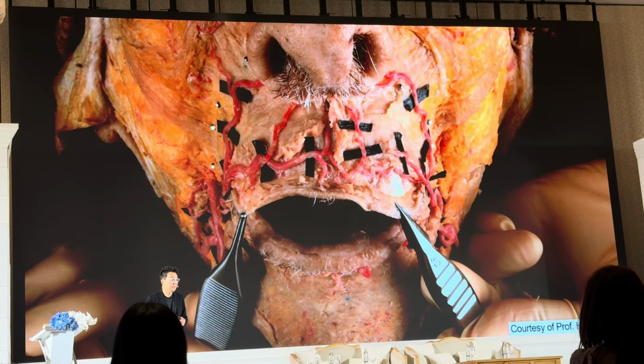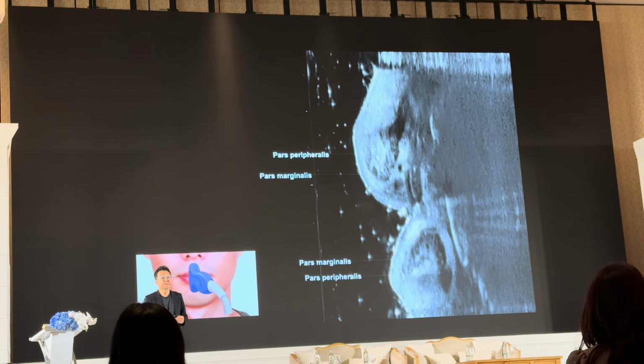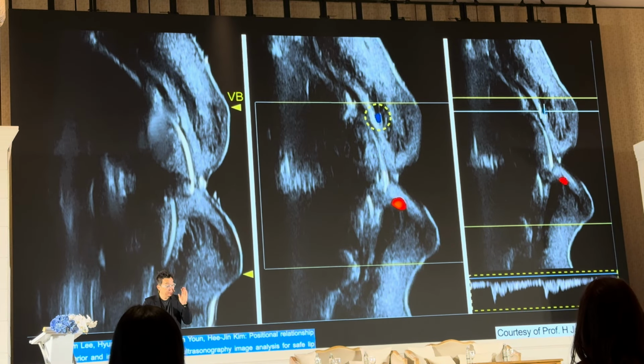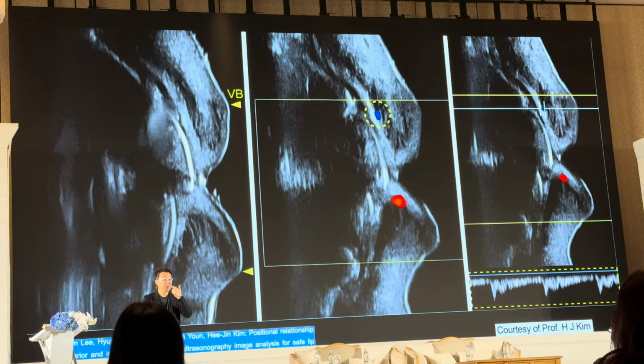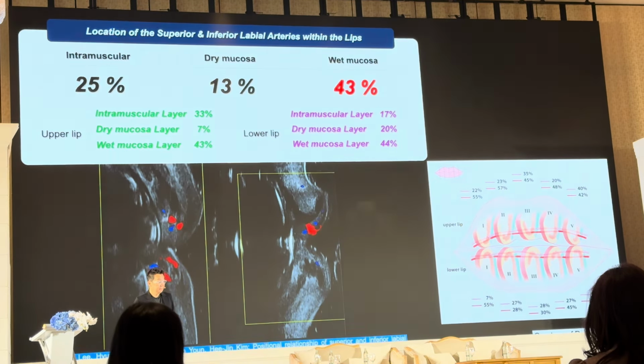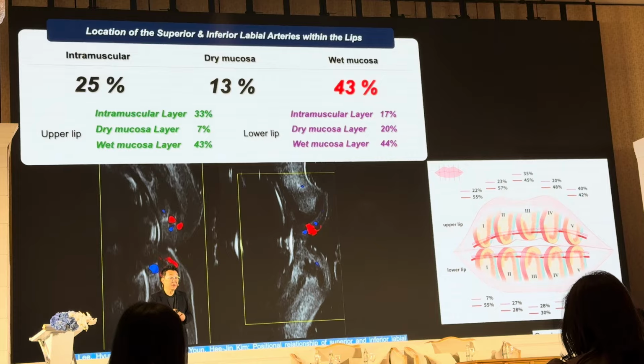And about the lips, there are abundant vascular structures supplying the upper and lower lips. This is the general pattern of the vessels. And then normally, the mucosa layer is the location of the labial arteries. But many anatomical variations can be found. Dry mucosa location was found in 13 cases. However, considering upper and lower lip prevalence, in the upper lip dry mucosa location was found in 7% of cases. But in the lower lip, it was found in about 20% of cases.